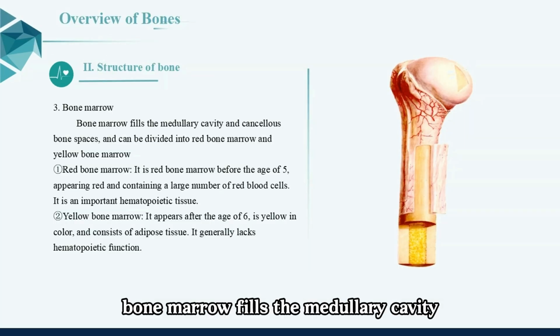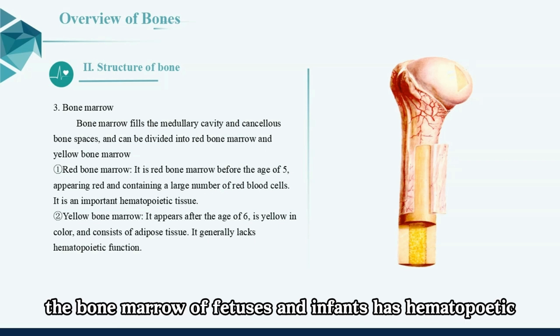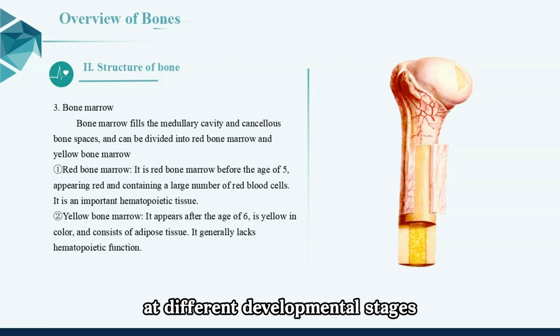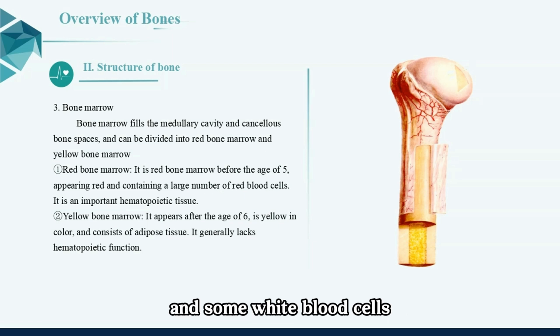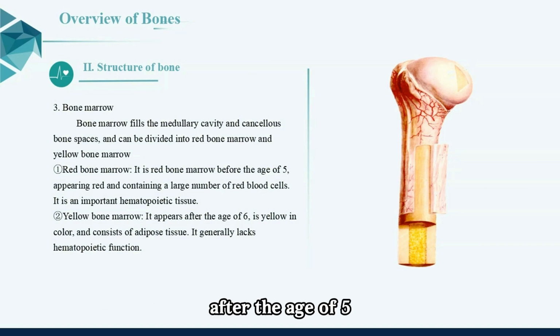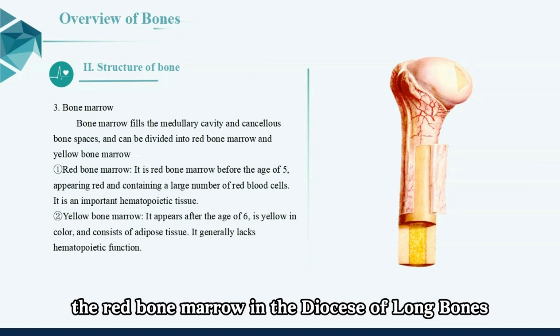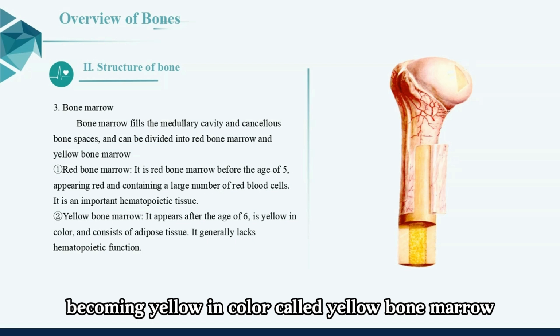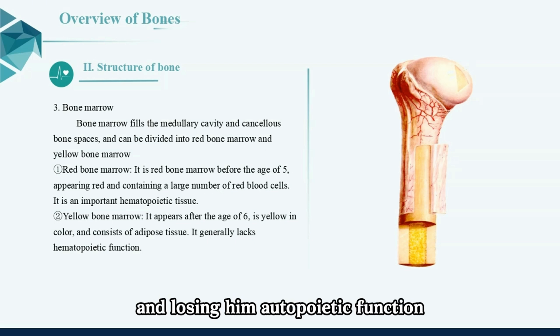Bone marrow fills the medullary cavity and the spaces of cancellous bone. The bone marrow of fetuses and infants has hematopoietic function, containing red blood cells at different developmental stages and some white blood cells, and is red in color, called red bone marrow. After the age of 5, the red bone marrow in the diaphysis of long bones is gradually replaced by adipose tissue, becoming yellow in color, called yellow bone marrow, and losing hematopoietic function.